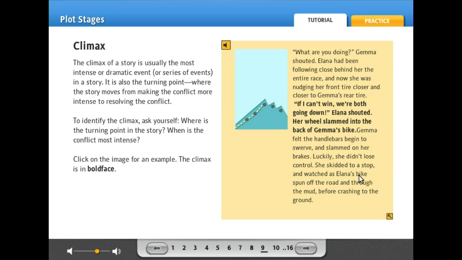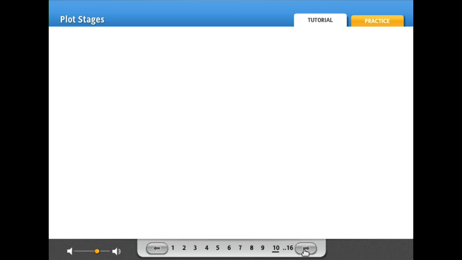"What are you doing?" Gemma shouted. Ilana had been following close behind her the entire race, and now she was nudging her front tire.